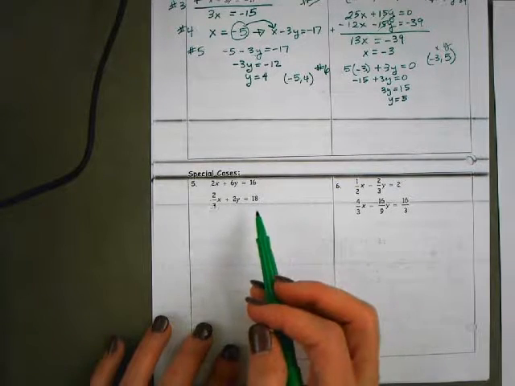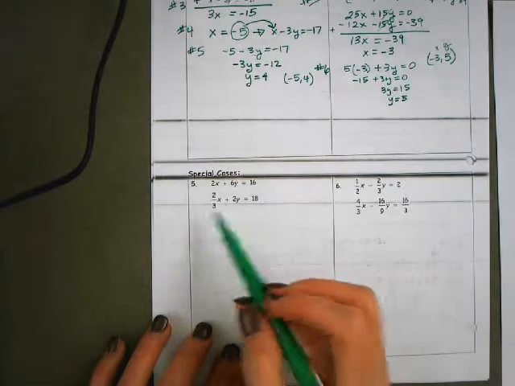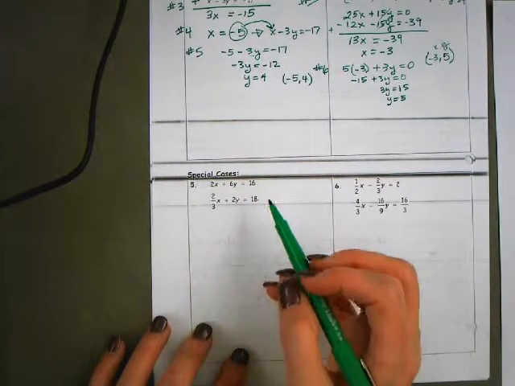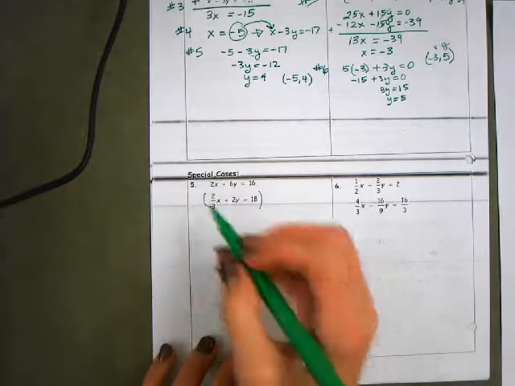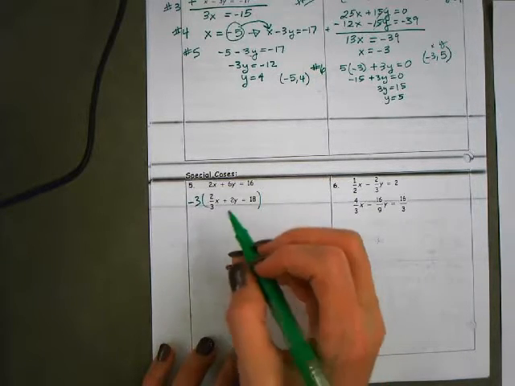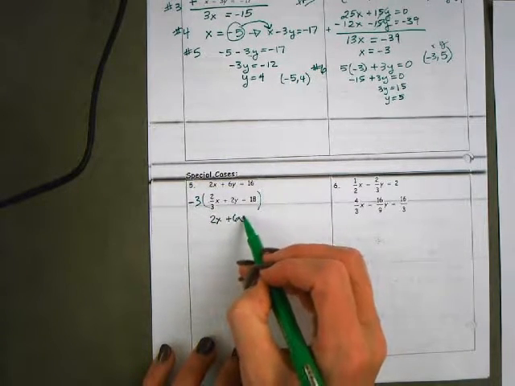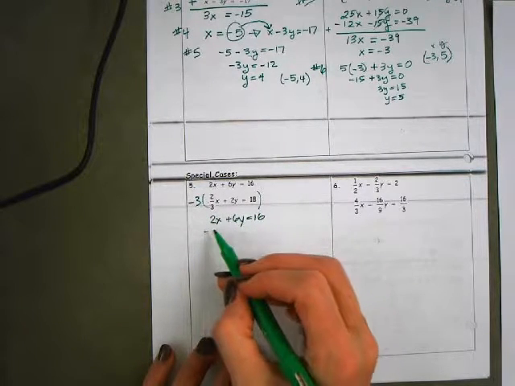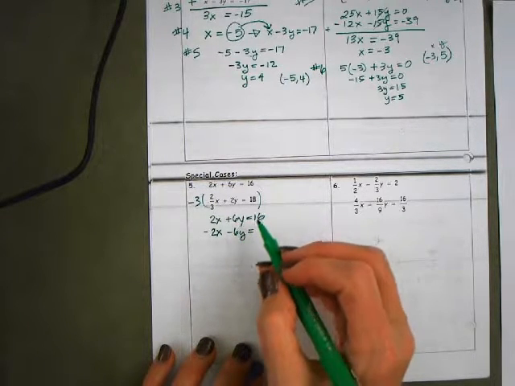So I would say that we try to get rid of the y's. You could either multiply the top by 3, no, bottom by 3, and get 6y. Let's multiply the bottom by a negative 3. Okay? When I do that, these 3's will cancel, and I'll just get 2x plus 6y on top equals 16. On the bottom, I'll get negative 2x minus 6y equals negative 54.